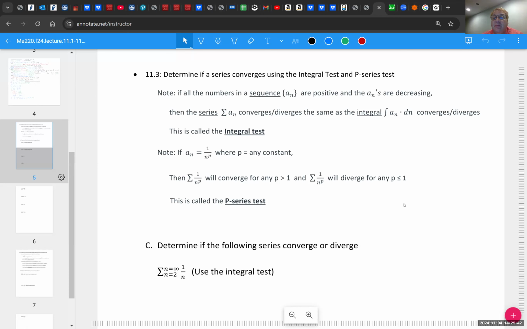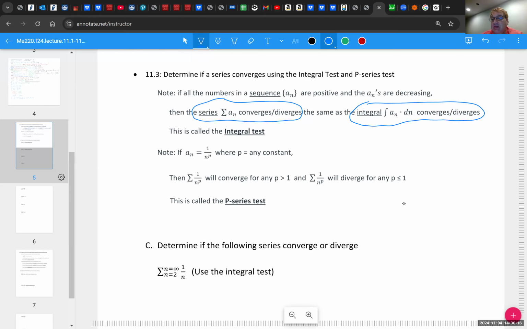Okay, so let's start off by just defining some terms and explaining what these vocabulary words are. So for the integral test, suppose that we have a sequence of numbers. All the numbers are positive and the numbers are decreasing. So we have a sequence of numbers that are decreasing, but they're all positive. Then the series of that sequence, to add all those numbers together, the series will converge or diverge the exact same way as the integral converges or diverges.